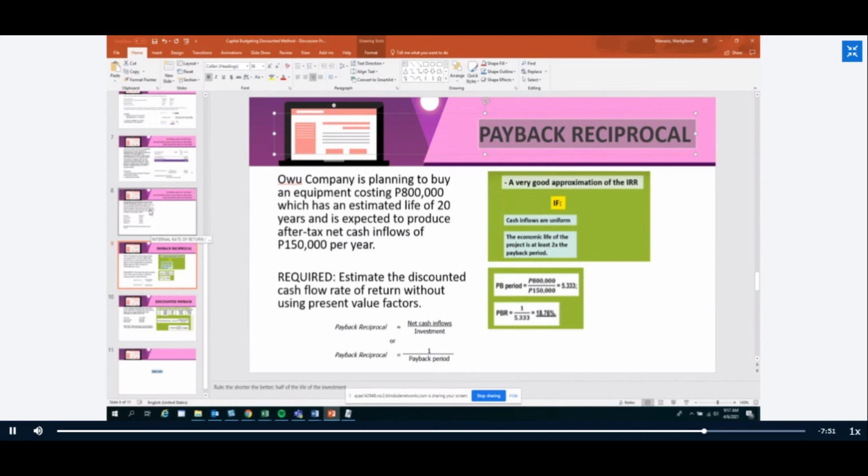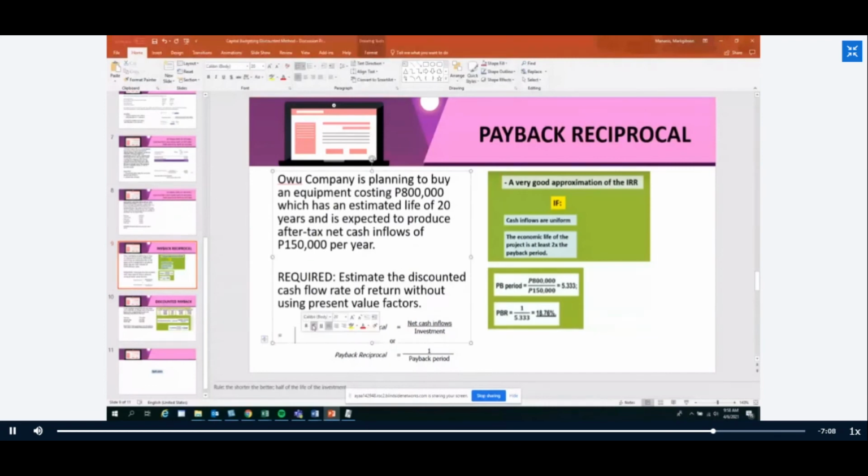Imbes na mag-assume pa tayo ng rates, gaya ng ginawa natin earlier, meron palang another method which is payback reciprocal, which is a good approximation of the IRR only if cash inflows are uniform. So that's 1. And the economic life of the project is at least 2 times the payback period. So class, pwede lang natin gamitin ang payback reciprocal in lieu or in replacement of the IRR if the cash inflows are uniform and the economic life of the project is at least 2 times the payback period.